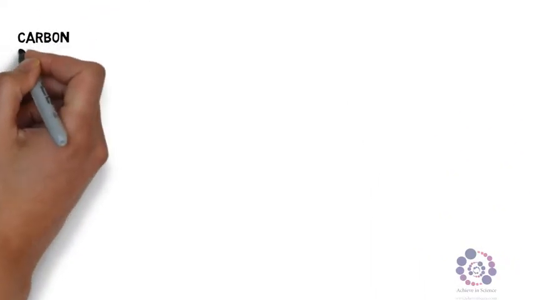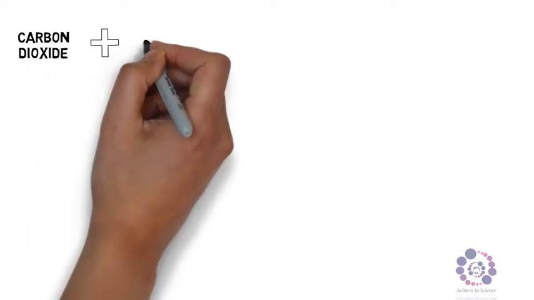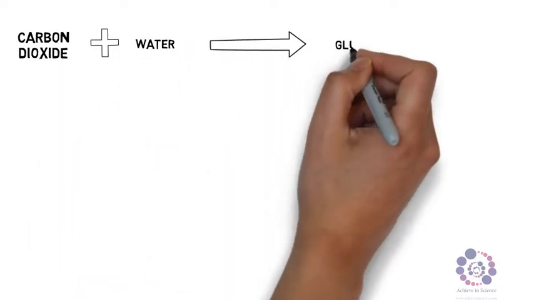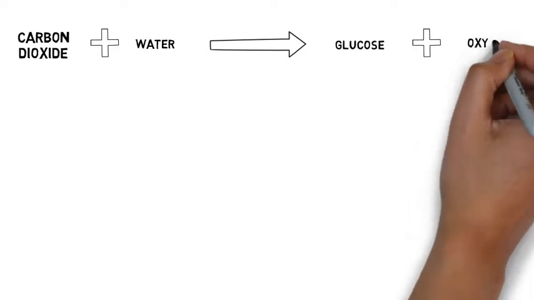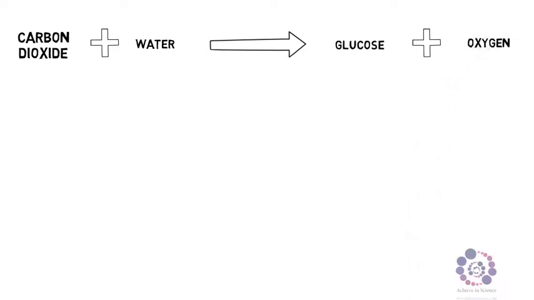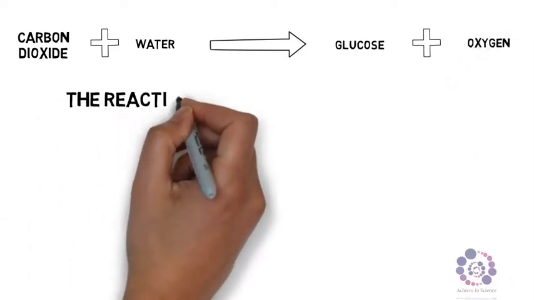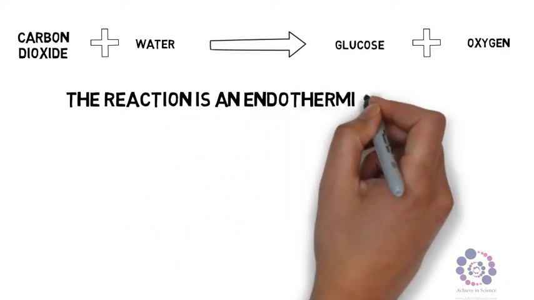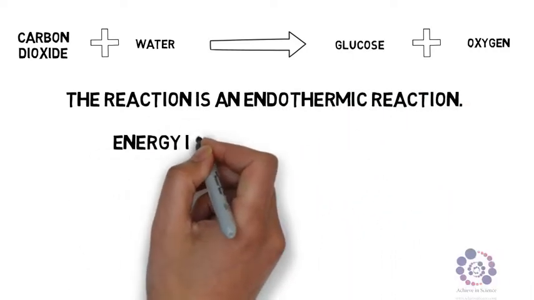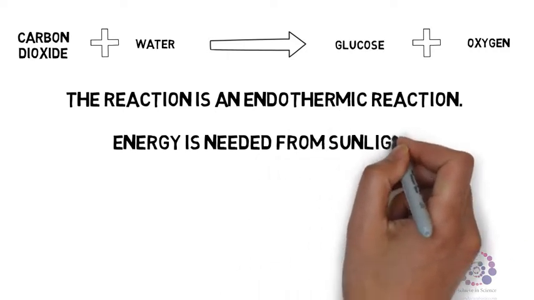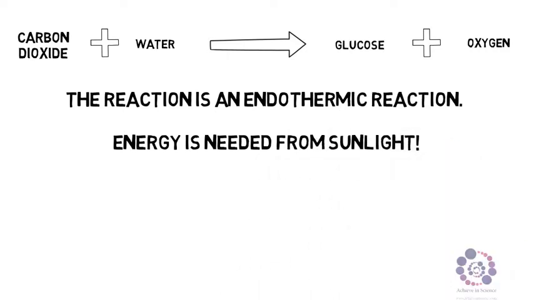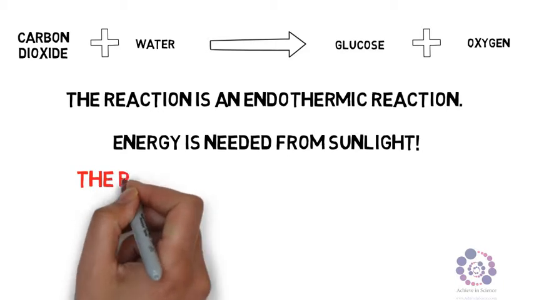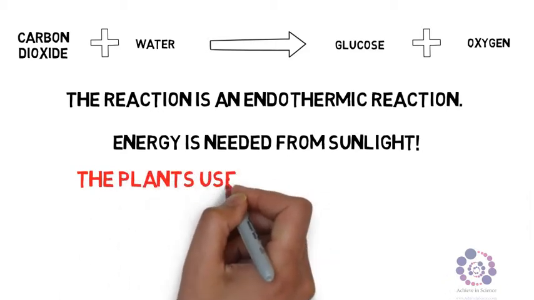We begin with carbon dioxide from the air, which reacts with water, which the plant does get from the soil, which produces glucose and oxygen. This reaction is what we call an endothermic reaction, and therefore it does need energy, which is provided by the sunlight. Plants use this glucose that is produced in order to grow.